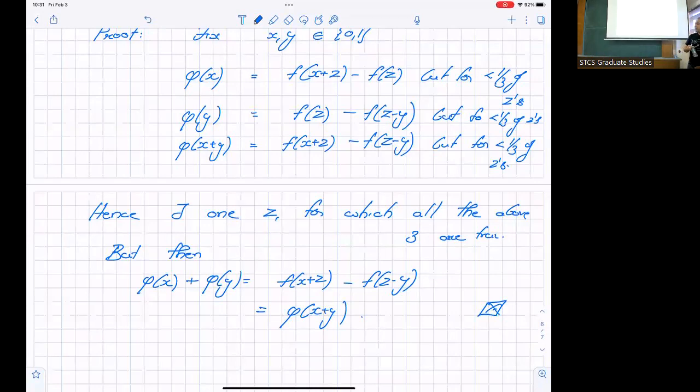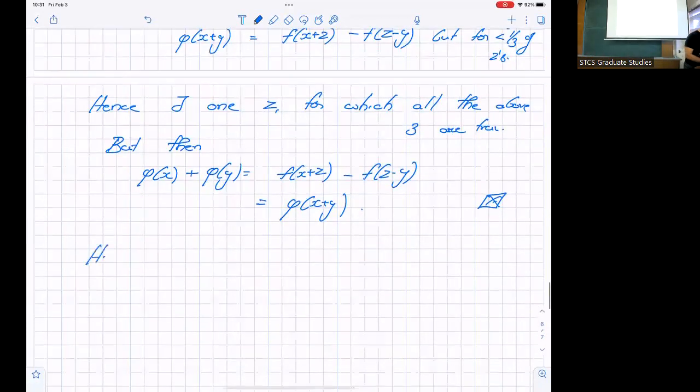But how are we doing with respect to time? Okay, so that's the end of the proof. Hence, phi is linear, and that concludes the lemma.